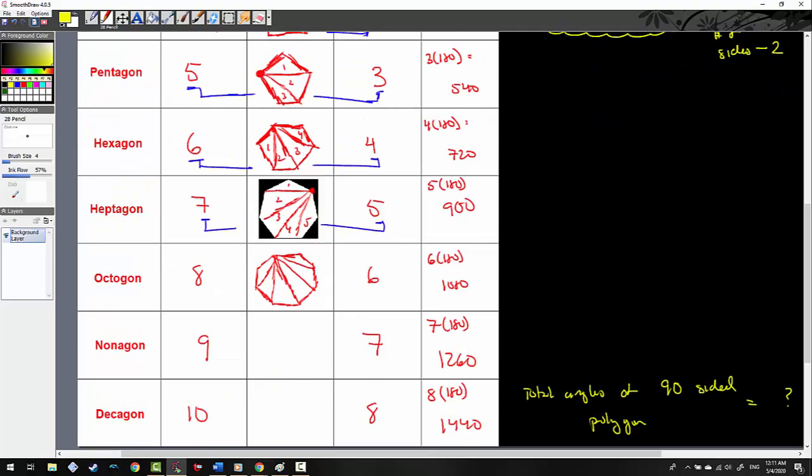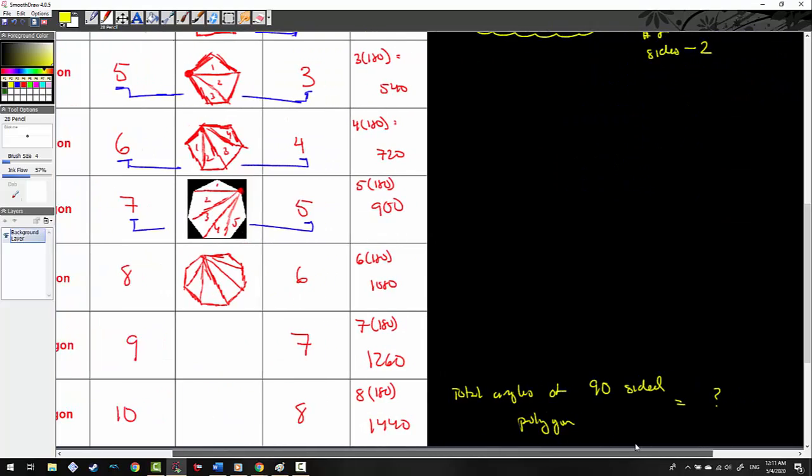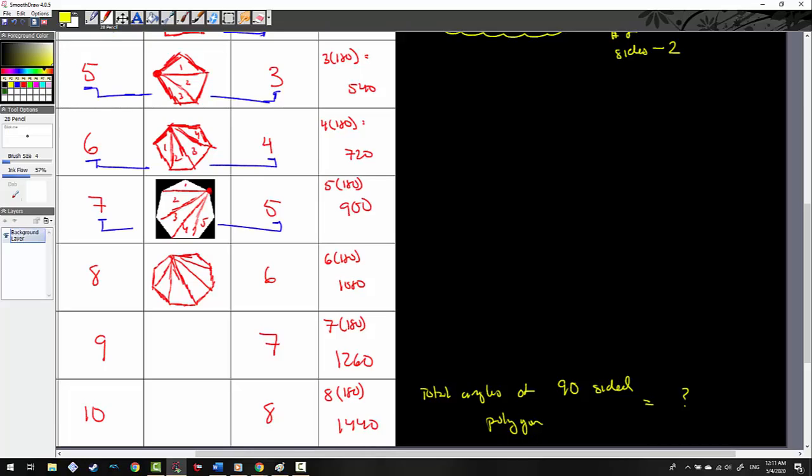Now from here, how does that help us to find the total angles of a 90-sided polygon? Well, if it's a 90-sided polygon, then we can go ahead and erase that question mark, because I think we can figure out what that is.